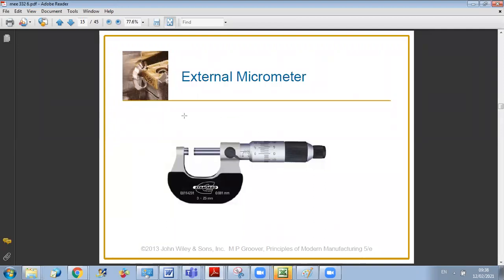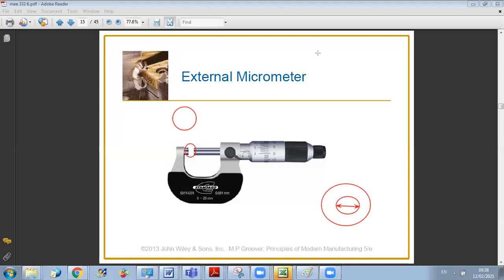Because look, if you have a ball and you want to measure its diameter, this is a very good tool to use. You put the ball and you can find the actual measurement. However, if you have, let's say, a hole, this is not the accurate tool because you will not be able to enter it inside. So you have another tool that will allow you to measure internal dimensions.